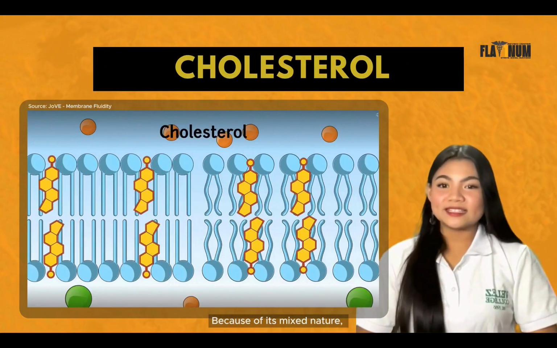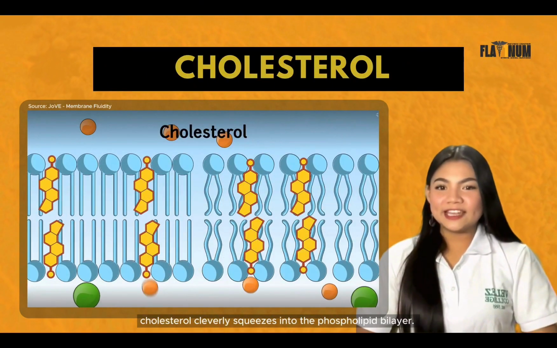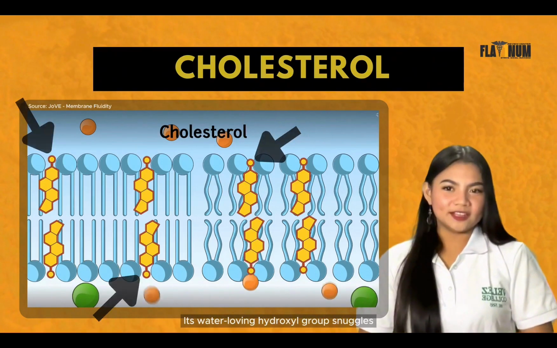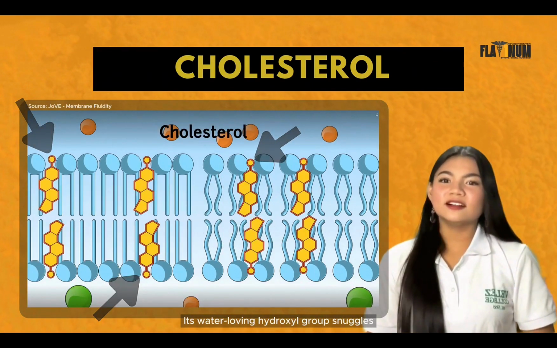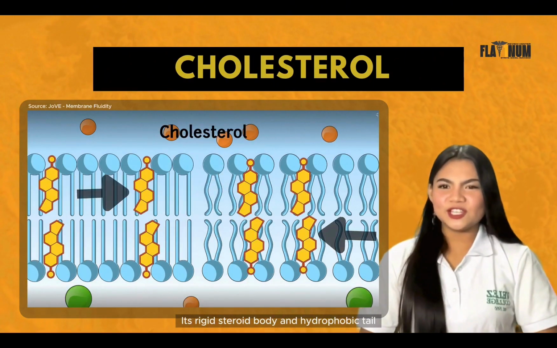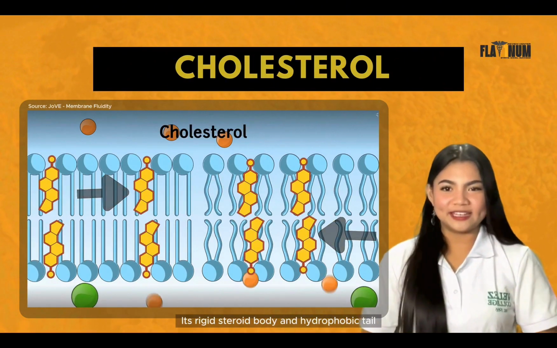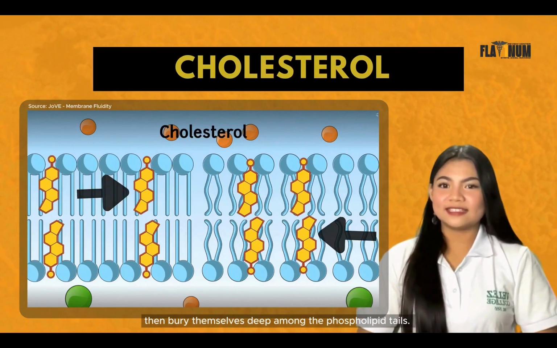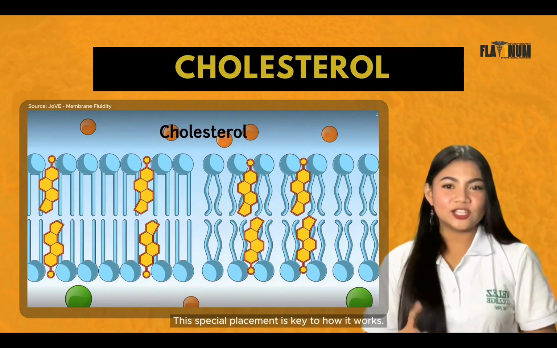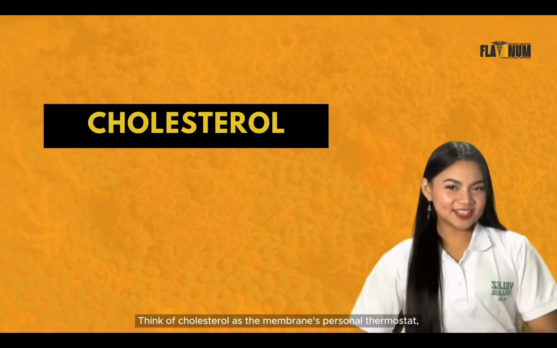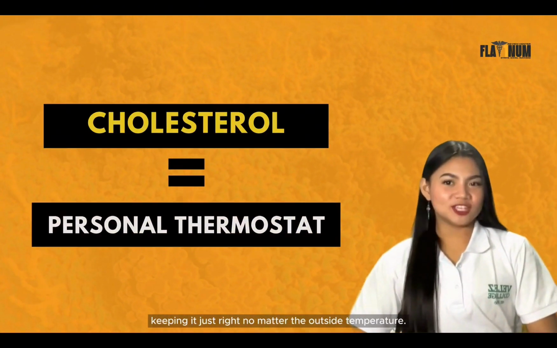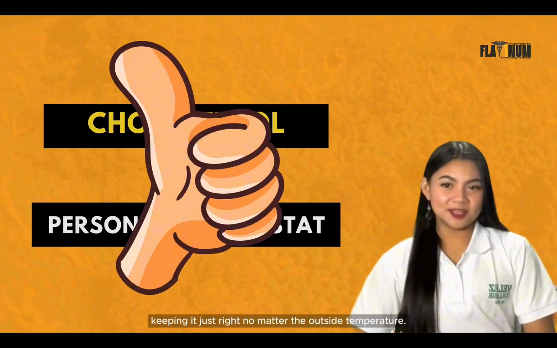Because of its mixed nature, cholesterol cleverly squeezes into the phospholipid bilayer. Its water-loving hydroxyl group snuggles near the water-loving heads of the phospholipids. Its rigid steroid body and hydrophobic tail then bury themselves deep among the phospholipid tails. This special placement is key to how it works. Think of cholesterol as the membrane's personal thermostat, keeping it just right no matter the outside temperature.